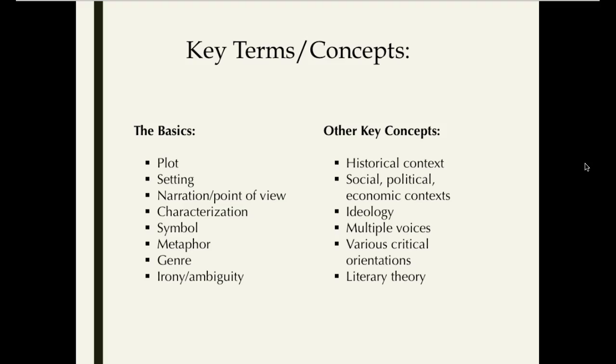You can look at the historical context of a piece of literature. You can look at the social, political, and economic context, essentially what was going on at that time. You can look at the ideology. You can look at multiple voices and various critical orientations, as well as different literary theories.